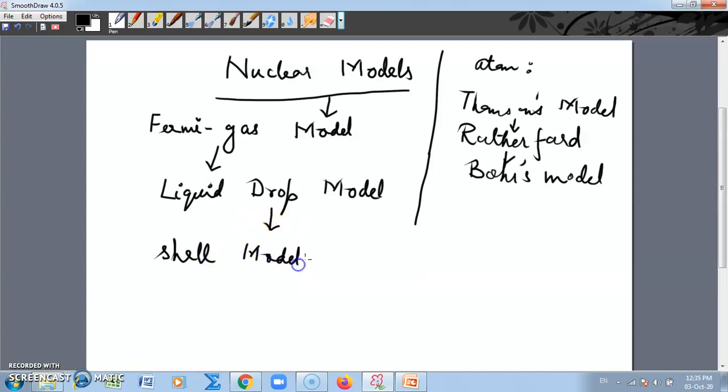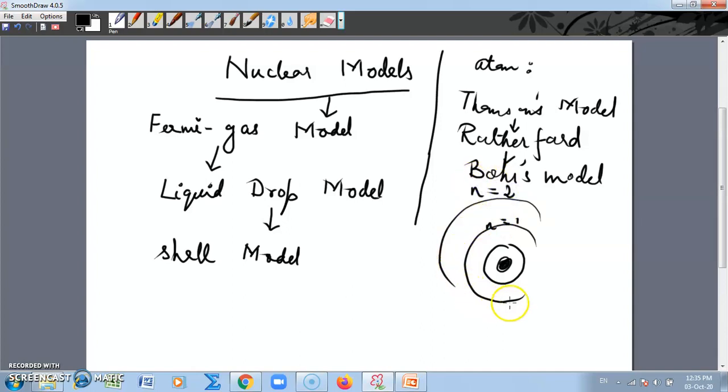Just to give you some idea, the shell model is that particular model in which it is just like the atom. In atom, you have a nucleus at the center, and then you have certain shells, n is equal to 1, n is equal to 2, and we know that the electrons are revolving around the nucleus in these orbits, and this is the Bohr model. Using the same kind of idea, the shell model also developed. It is quite useful for certain things, but it's highly mathematical and not in the syllabus. So it's enough for us to know that the shell model is just like the Bohr atomic model.